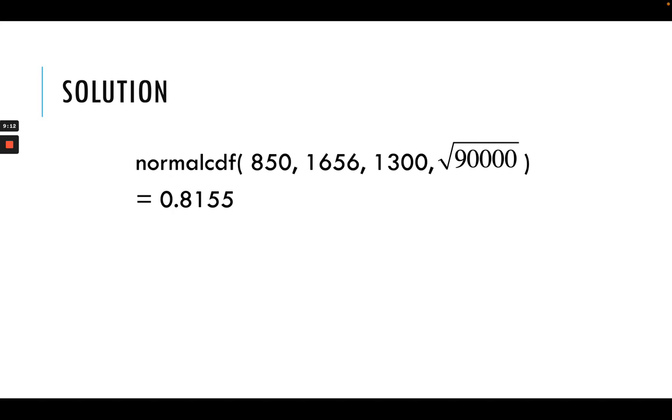And I highly recommend you do the square root of the variance within the normal CDF function. When we get into the next chapter, you're going to have to be able to do this type of square root inside of the normal CDF function, and so this is good practice. See if you can get that into your normal CDF function and see if you can get the answer that you see here, 0.8155.